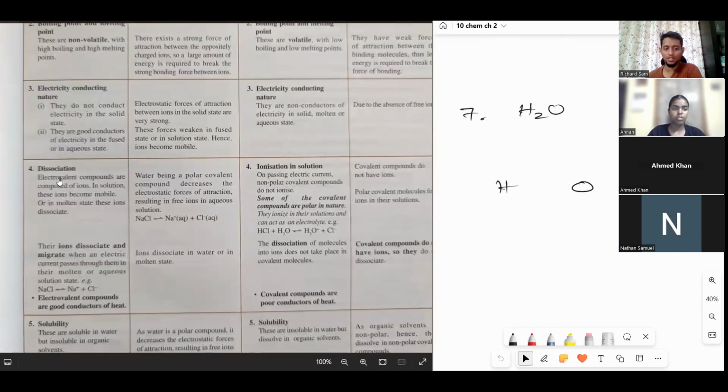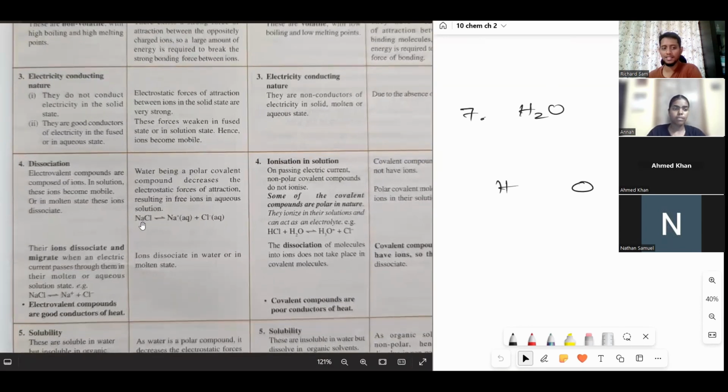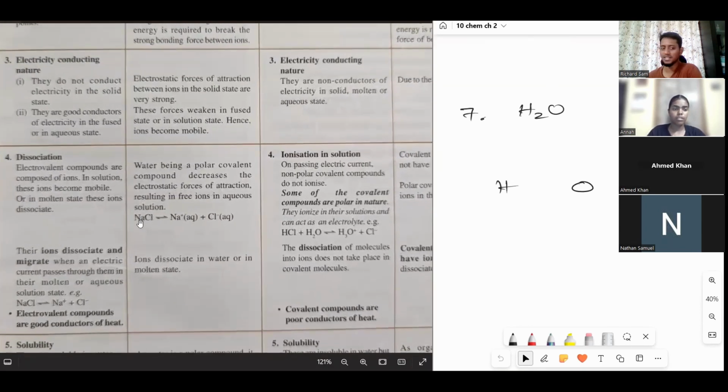Then dissociation. Dissociation is when you put them in water. For example, NaCl. If you put NaCl in water, what happens to NaCl? They will separate. The word separate is called dissociate.